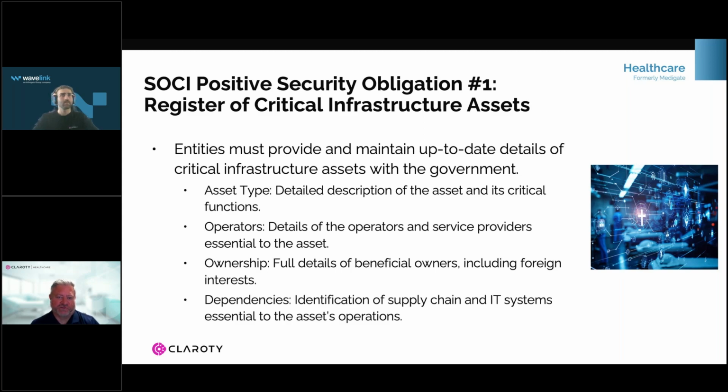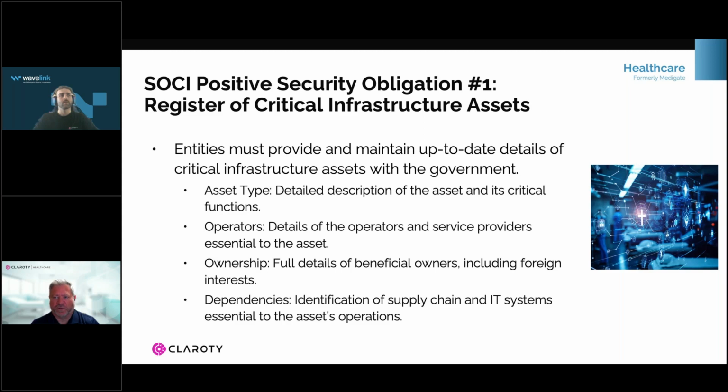Because if there's foreign interest, they have to be entered into that solution as well. And then what are the dependencies that potentially create risk throughout the identification of that asset? So, are there third-party suppliers involved? Do you have backups and spares for those devices? Can they be easily patched if something goes wrong? Are there IT systems connected to it? So there's a whole raft of different things we look at to create that register of assets.